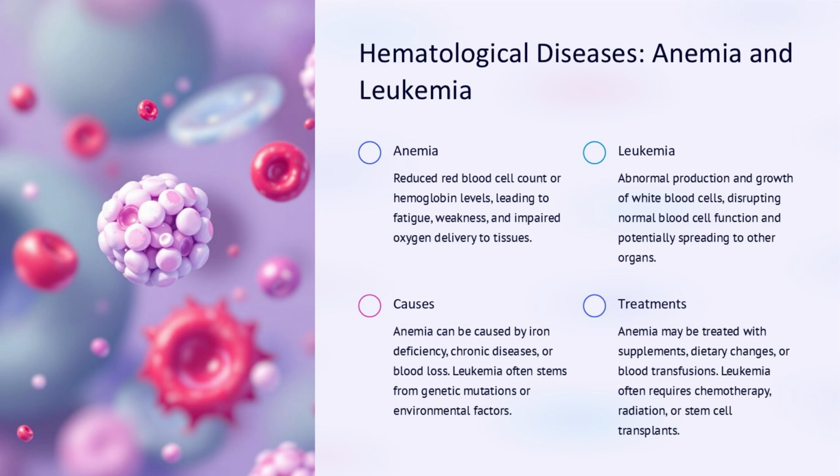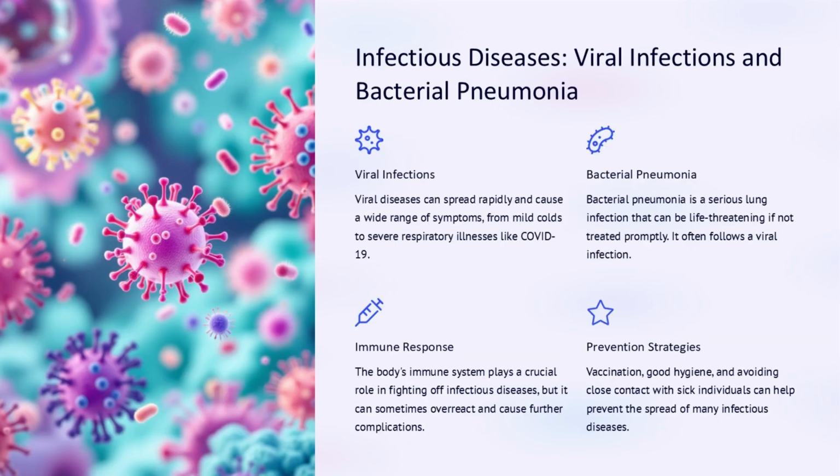The causes of anemia can include iron deficiency, chronic diseases, or blood loss. Leukemia often stems from genetic mutations or environmental factors. Treatments for anemia may include supplements, dietary changes, or blood transfusions. Leukemia often requires more intensive treatments like chemotherapy, radiation, or stem cell transplants. These hematological diseases can have a significant impact on a person's health and quality of life, so early detection and appropriate treatment are crucial.